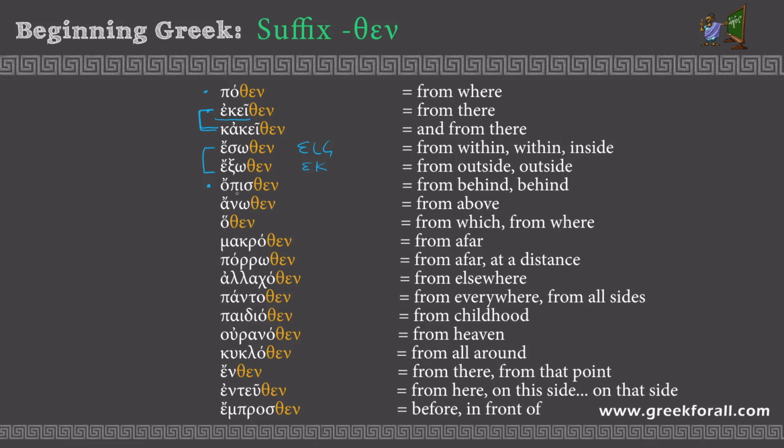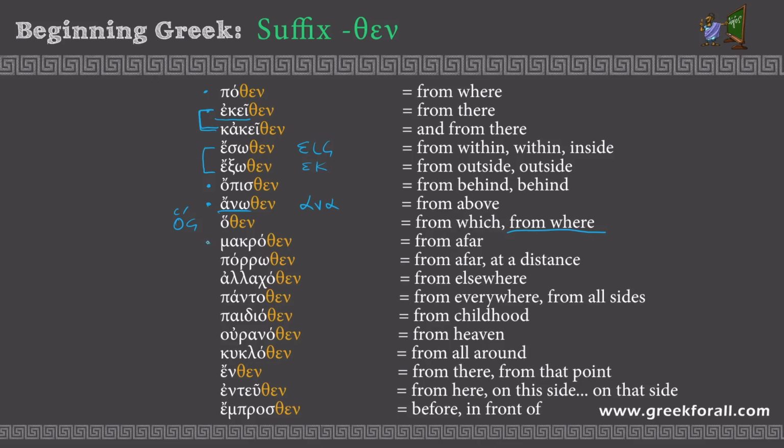Opisthen, from opisō, behind, so from behind. Anōthen, we can recognize the preposition ana, which means up, it means above. So from above. Hothen, here we have the relative pronoun hos, which means which. So hothen means from which. At the same time, for some reason, from where is the better translation when it comes to English. For some reason, from which does not always sound right in English, so use from where for this word.